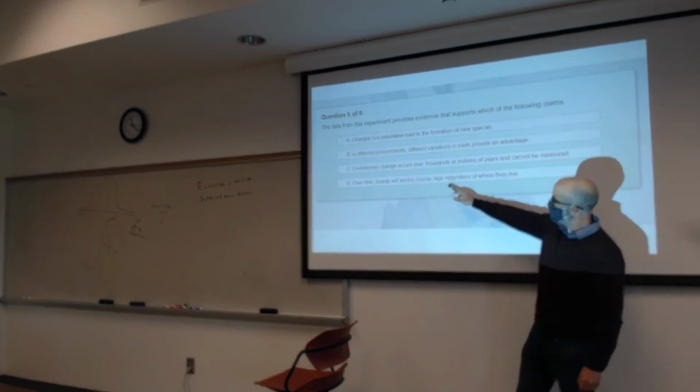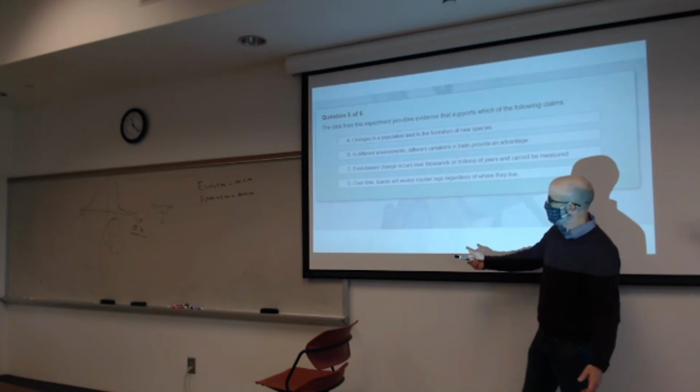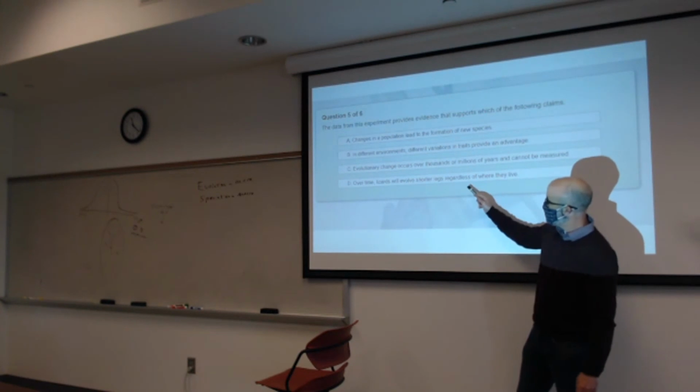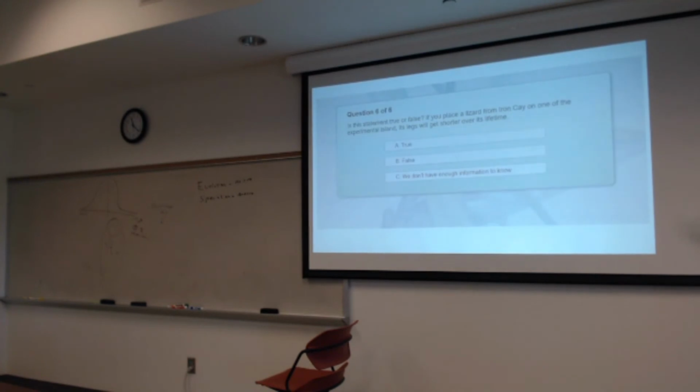What about D? Over time, lizards will evolve shorter legs regardless of where they live. Right? Well, that's just ridiculous. So B. Okay. And then 6. If you place a lizard from Iron Cave on one of the experimental islands, its legs will get shorter over its lifetime.